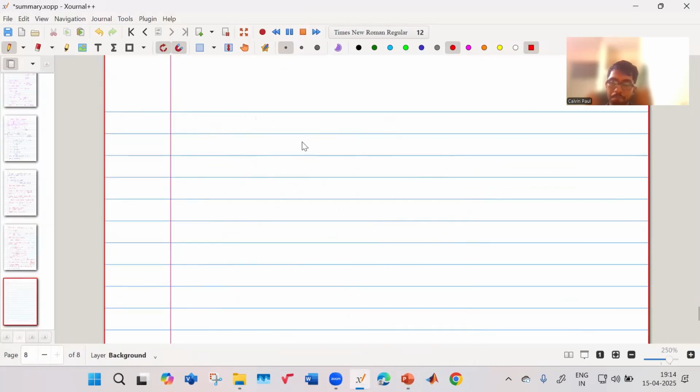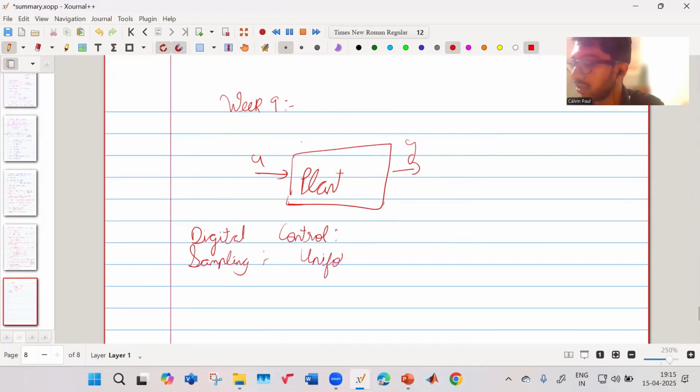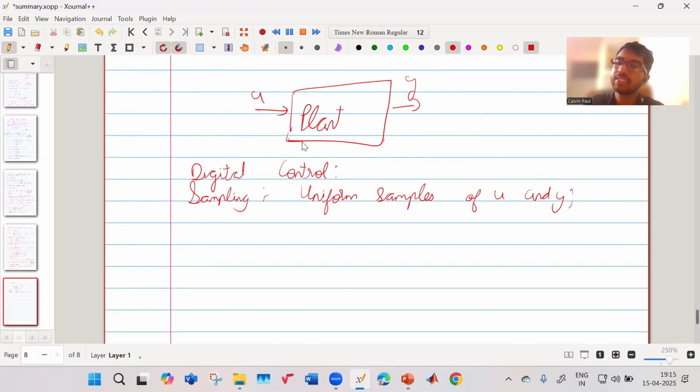Next we'll go to week 9. Here, there are various techniques. So you have a plant. You have U, you have your Y. Now, if we have to do digital control, we have to do what is known as sampling. One case is we take uniform samples of U and Y. This is a simple case and the one which is studied a lot, and it has some advantages, but it also has some limitations.